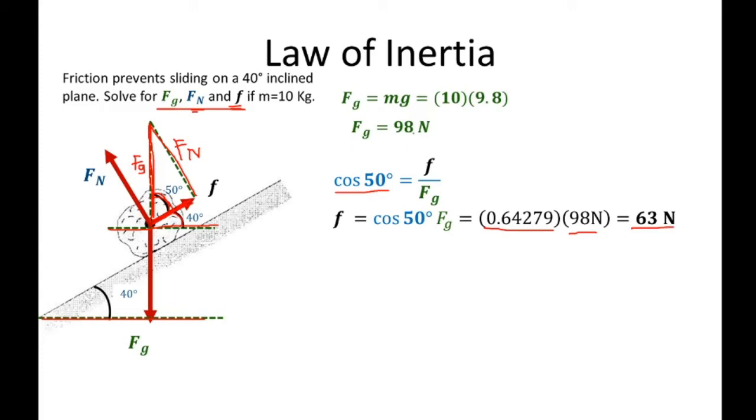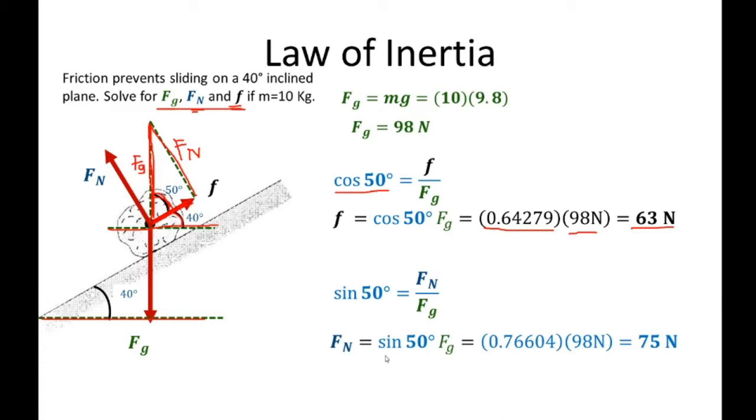Still less than force of gravity. So this confirms that force of gravity should be greater than the friction force. And to solve for our Fn, we have here our Fn, and Fn is on the opposite side of the angle. So that is opposite over hypotenuse. So we have here sine 50 is equal to Fn divided by Fg. So rearranging the equation, we have Fn is equal to sine 50 times Fg.